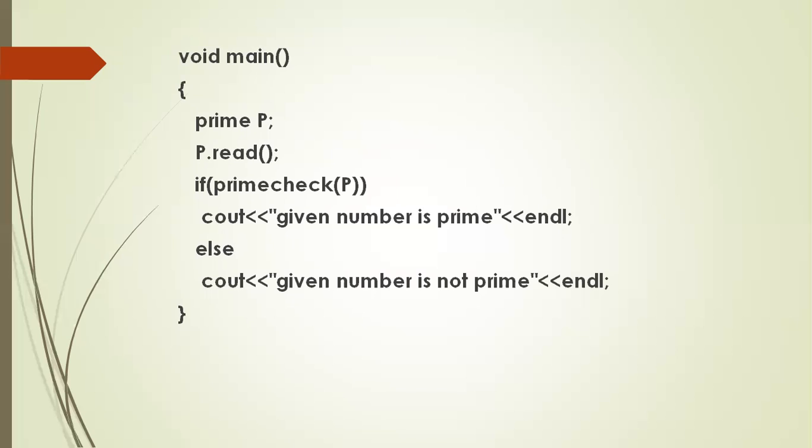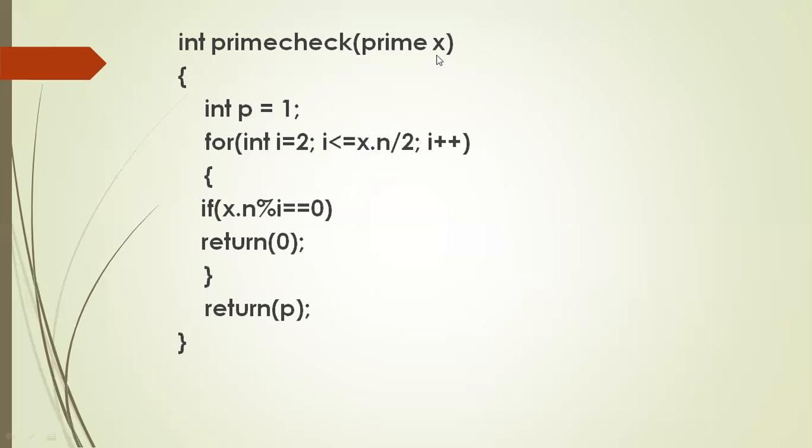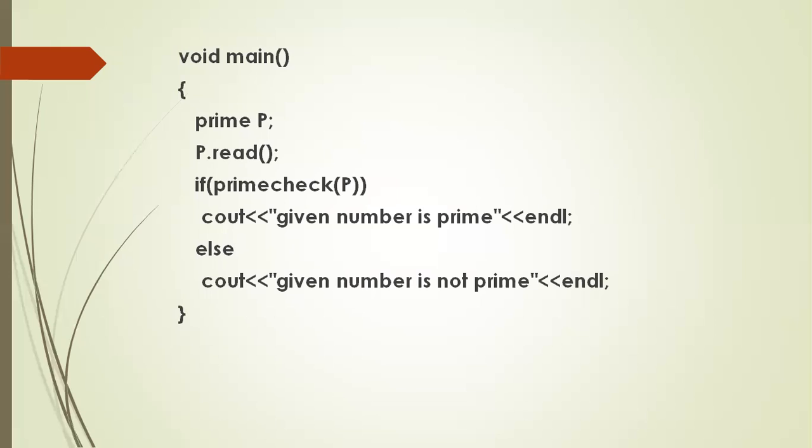Within the parameter, you can pass P, because the syntax of the prime check function says that you have to pass one argument of type prime. So here the argument is P, which is an object of the prime class. Then if prime check function of P is equal to 1, the given number is prime. Otherwise, the given number is not a prime.